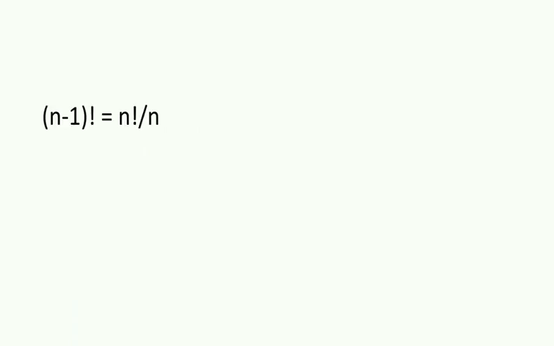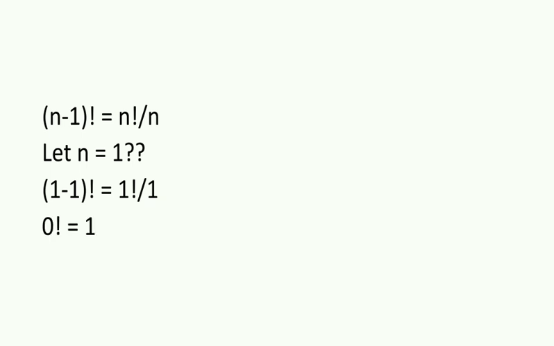Now, to find the value of 0 factorial, we let n equal 1. By that we get our equation as (1 minus 1) factorial equals 1 factorial over 1. By simplifying that, we can say that 0 factorial equals 1.